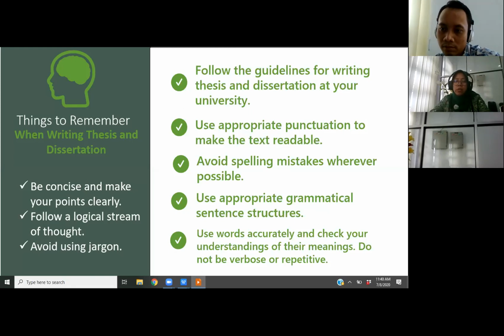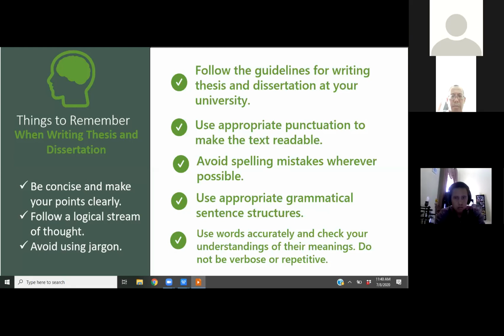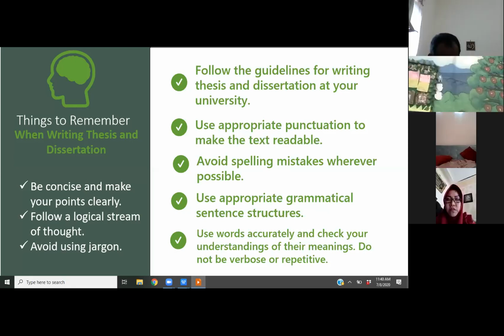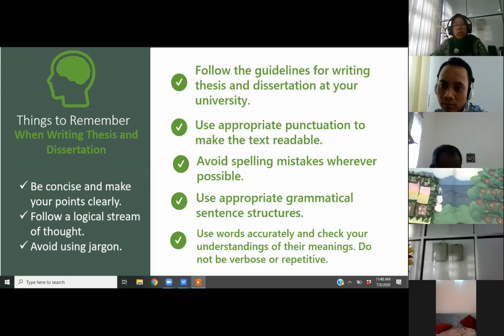It's sad when students come to you as supervisors and still have a lot of spelling mistakes. And then use appropriate grammatical sentence structure. This one is also a bit of our concern, and make sure that this one is clear before you submit your thesis or your dissertation to your supervisors. And then use words accurately and check your understanding of the meaning. Do not be verbose or repetitive.